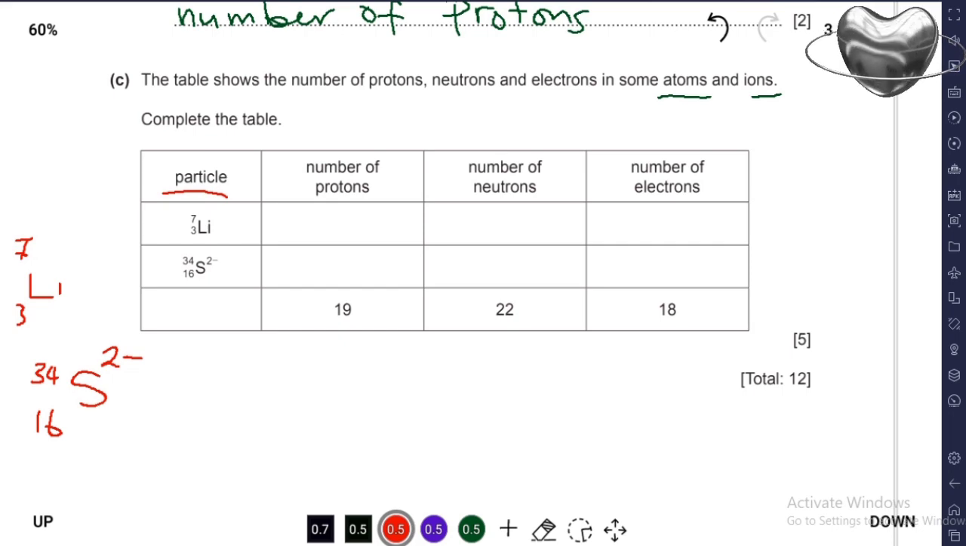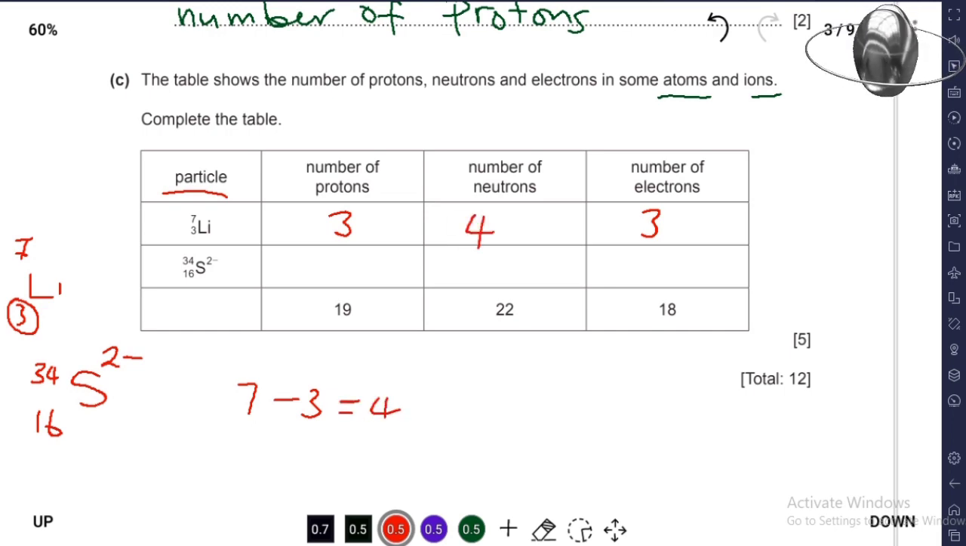And then we complete the table. Number of protons. The number of protons will be 3 for lithium because the proton number is 3. That is straightforward. Lithium is not charged, meaning the number of electrons will be equal to the number of protons, so the answer will be 3. Number of neutrons, we subtract the proton number from the mass number. So 7 minus 3, the answer is going to be 4.